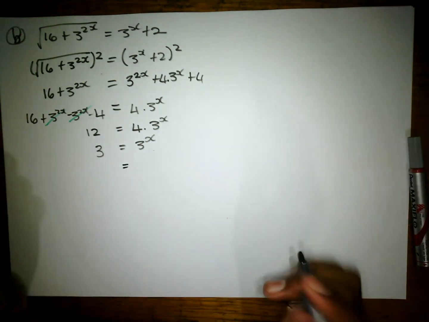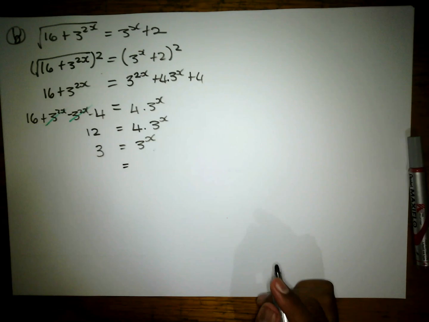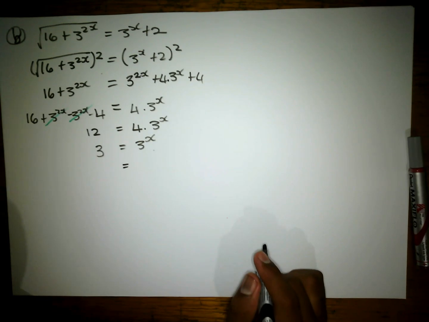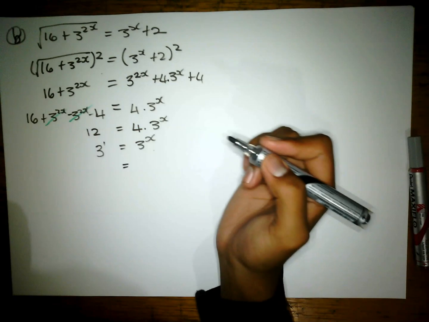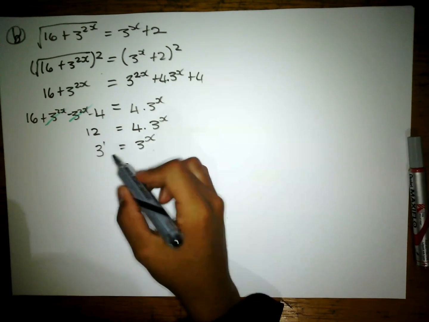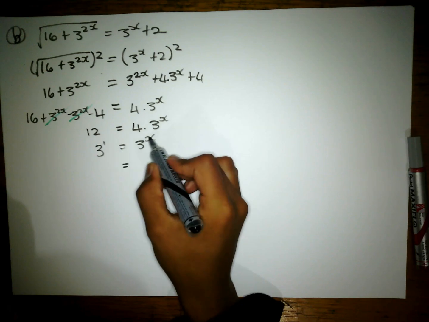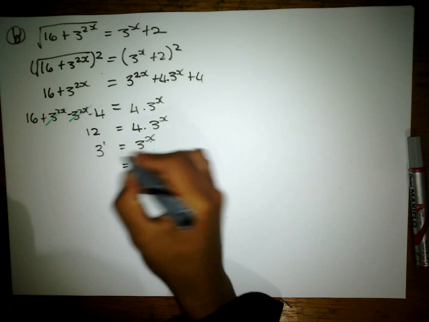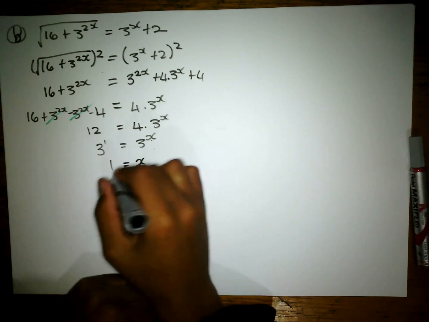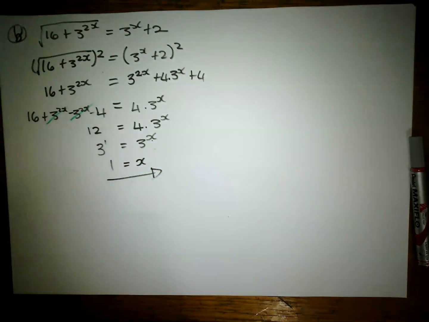So, laws of exponents. If you don't know laws of exponents, go look at that video that I sent. This is 3 to the power 1. So, when our bases are the same, we can set the exponents equal to each other. That means x equals 1. Finished, klaar. That's the story over. That's straightforward.